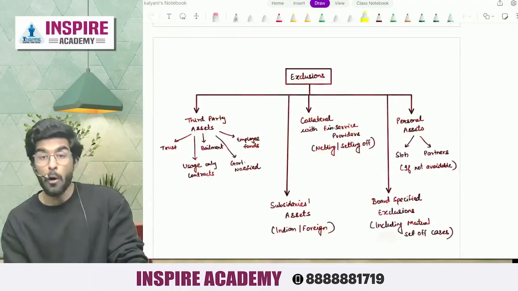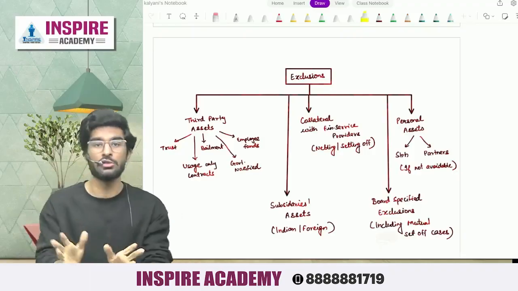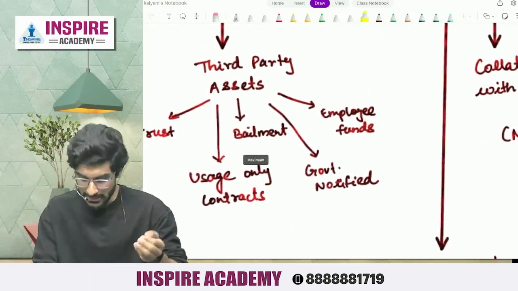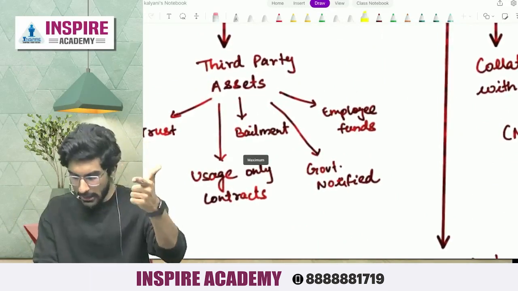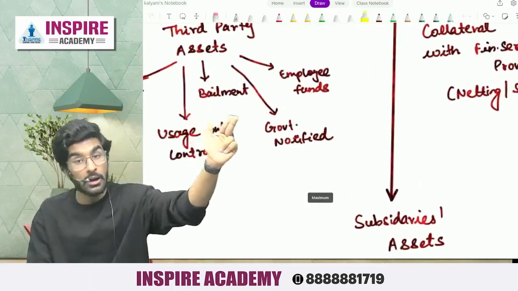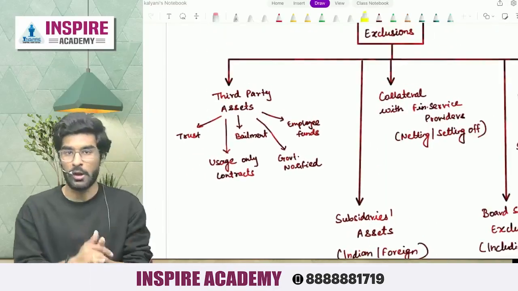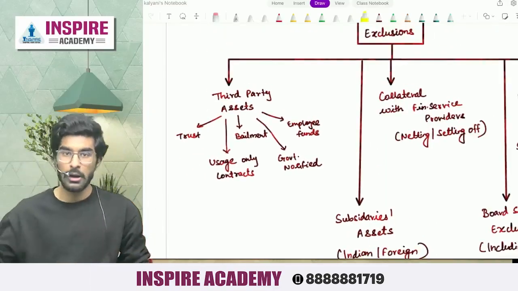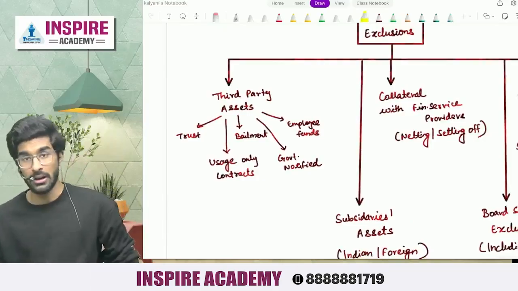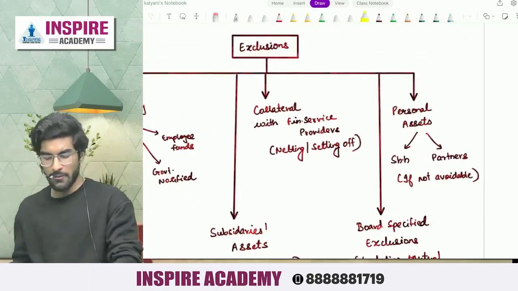Okay. Now what all assets will not be included in the liquidation estate? What all assets cannot be sold by the liquidator? Number one is third party assets held in trust, held in bailment, employee provident funds. Can you sell that? No, that belongs to employees. Government notified assets or funds, and usage only contracts, which means what? Company has taken this bottle on rent. Does this mean the company owns this bottle? No. So this bottle doesn't belong to the company. Yes or no?